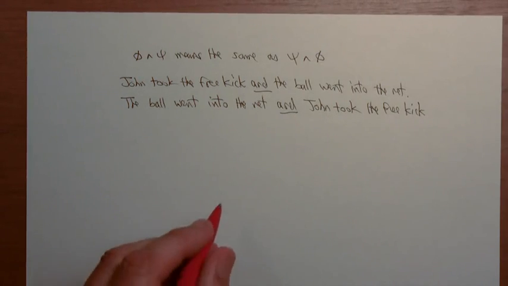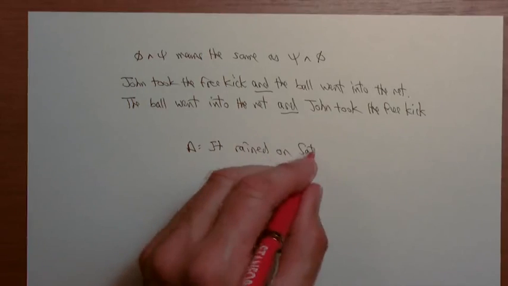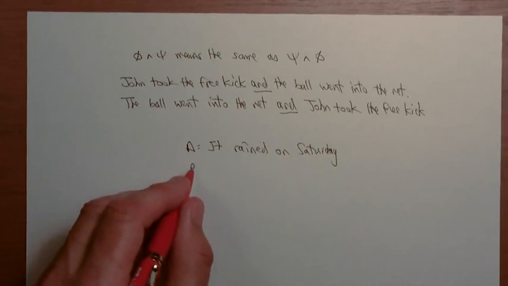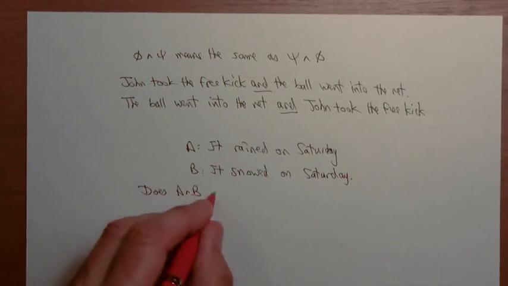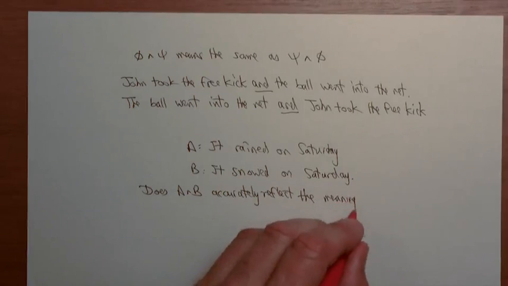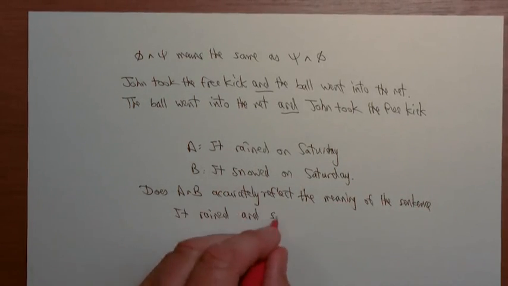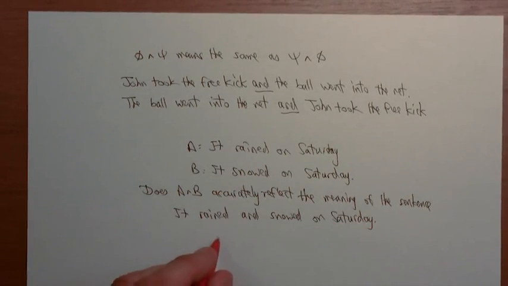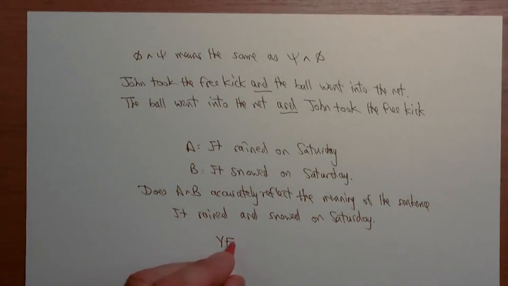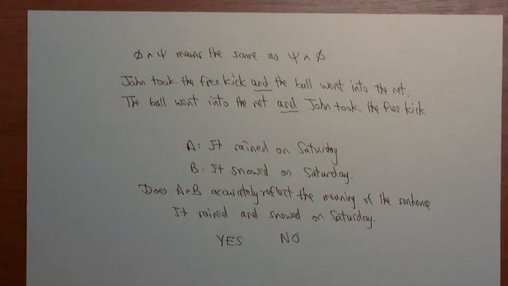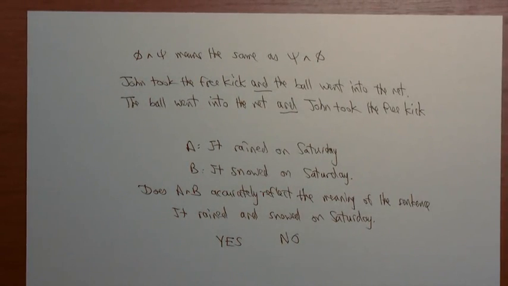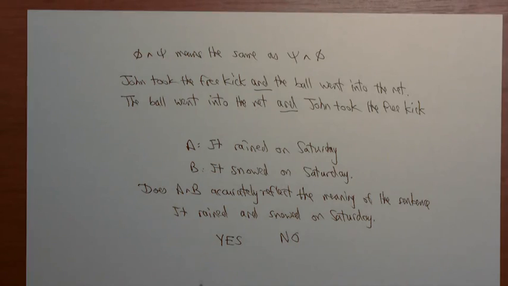Let's see what you make of this one. Let A be the sentence, it rained on Saturday, and let B be the sentence, it snowed on Saturday. Question: does the conjunction A and B accurately reflect the meaning of the sentence, it rained and snowed on Saturday? What do you think? Yes or no? Although I can think of situations in which the answer would be no, in general, I would be inclined to say the answer is yes.